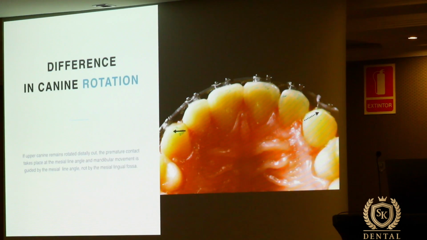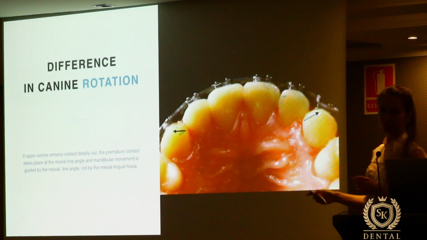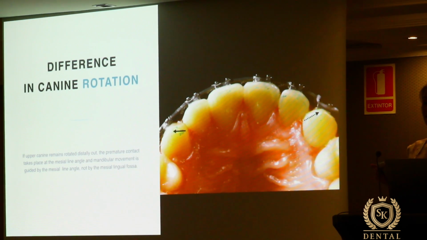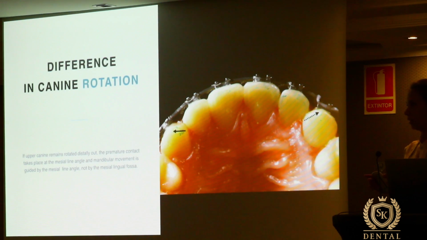So, a difference in the canine rotation: now you can see tooth number 11, and this canine is rotated distally out. The canine guidance in this case will be guided not by the mesial lingual fossa, but by the mesial line angle, and we will have additional tooth contacts in the lateral segment, and the pure canine guidance will be deranged.